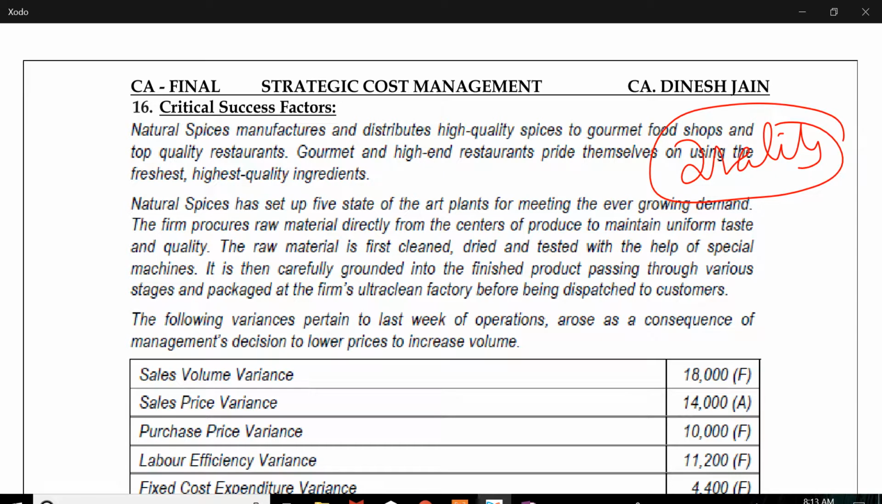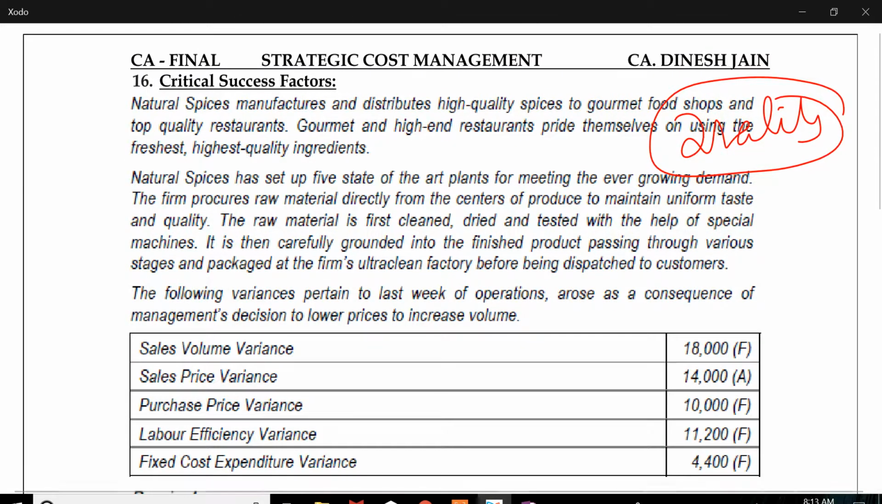Now depending on the marks given in the question, you may write a little more explanation or a smaller explanation, depending on the scenario. So you may write it like this: Natural Spices has been supplying its product to customers like gourmet food shops and top quality restaurants. These customers would want the freshest and highest quality ingredients for that product. Hence, quality of the final product will be the critical success factor for Natural Spices.